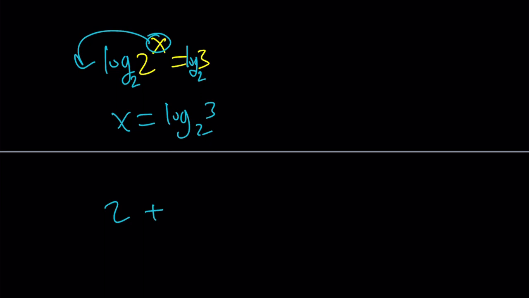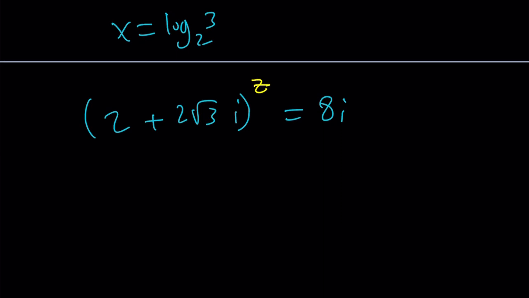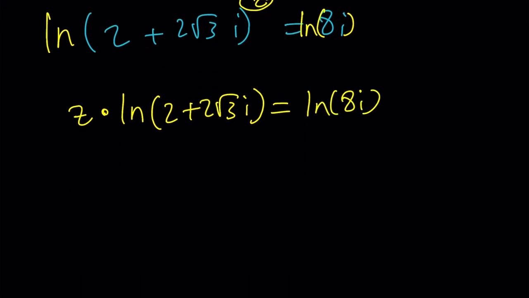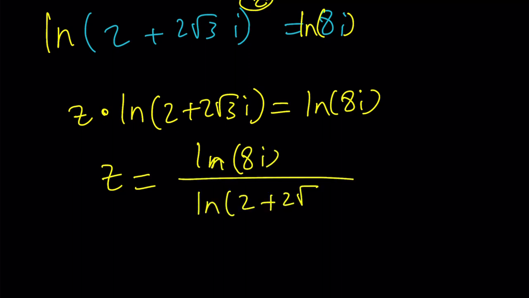Now, if you do the same thing here, let's see what happens, and then we're going to look at other alternatives. We have this z in the exponent, and to bring it down, you're going to use logarithms. In this case, it makes more sense to use natural log, which is base e, for obvious reasons. So if we log both sides with base e, or I could just write ln for natural log, some people call it Napier's logarithm, this brings the z to the front: z times ln(2 + 2√3 i) equals ln(8i). And then z would be ln(8i) over ln(2 + 2√3 i).